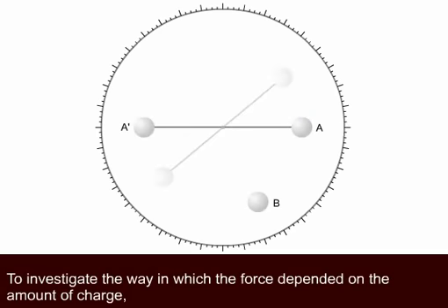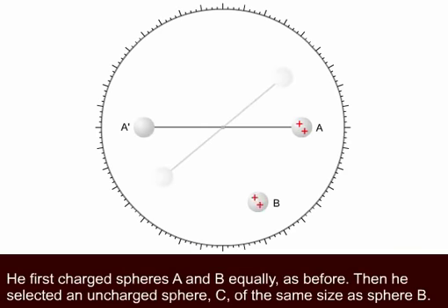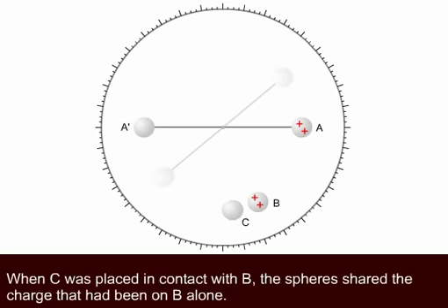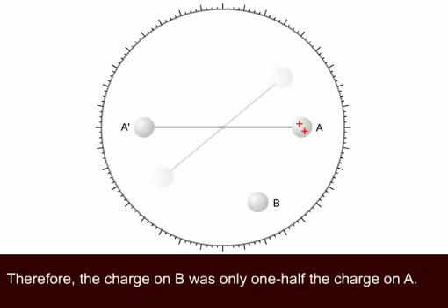To investigate the way in which the force depended on the amount of charge, Coulomb had to change the charges on the spheres in a measured way. He first charged spheres A and B equally, as before. Then he selected an uncharged sphere, C, of the same size as sphere B. When C was placed in contact with B, the spheres shared the charge that had been on B alone. Because the two were the same size, B then had only half of its original charge. Therefore, the charge on B was only 1/2 the charge on A.